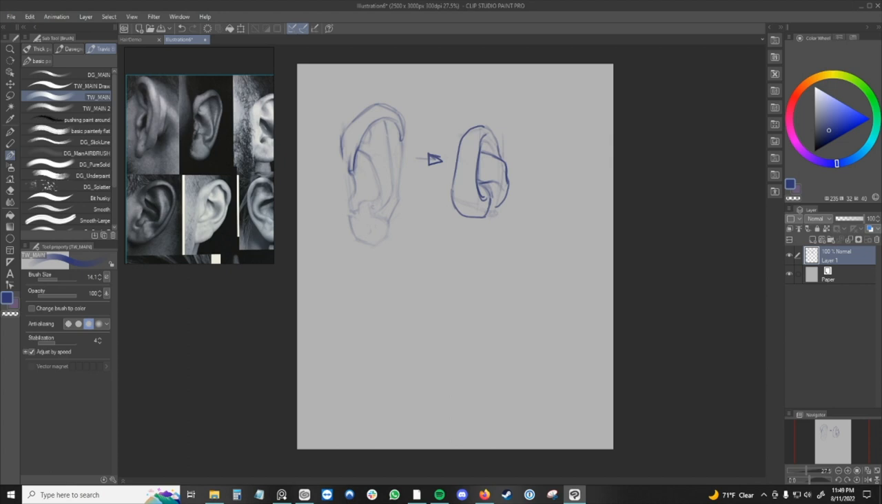But these basic forms of the ear are helpful to know. Especially, it can be really helpful for drawing the head in different perspectives, because depending on how much of the ear you're seeing and where the ear is placed on the head, it'll be indicating to you what perspective the head is in. Just like all the other features, really, but with the ears particularly, it's kind of helpful.